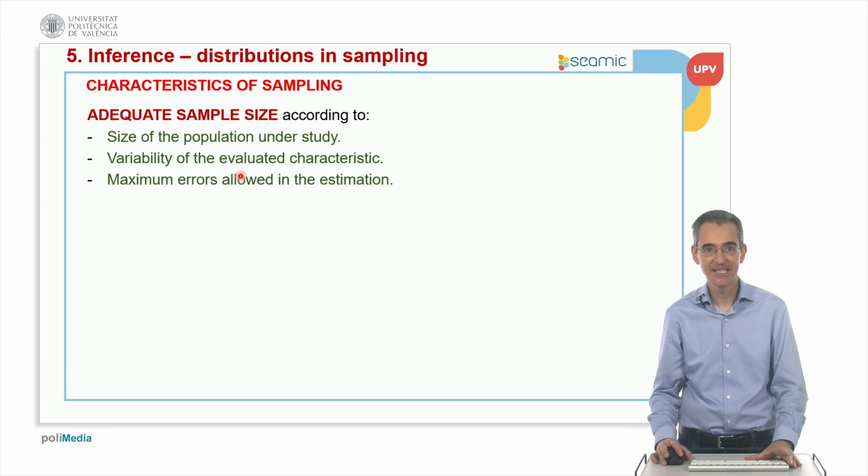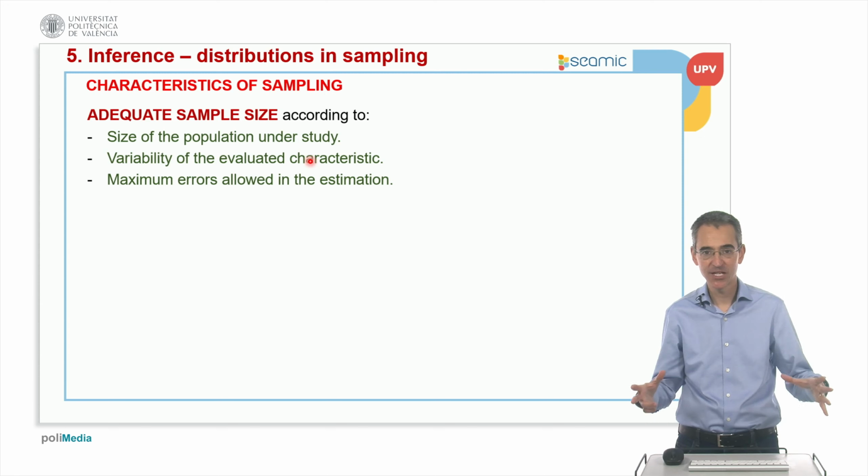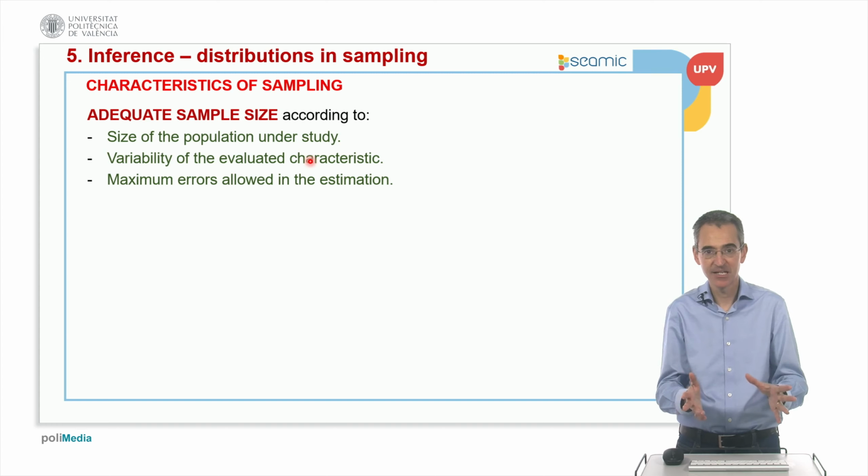Sample size also depends on the variability of the evaluated characteristic. If we want to get information about a characteristic that varies a lot, we will need a larger sample. If we want to measure a characteristic which is quite stable, that does not vary too much, the sample size can be smaller.